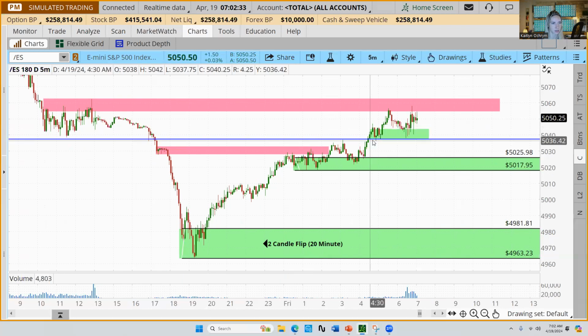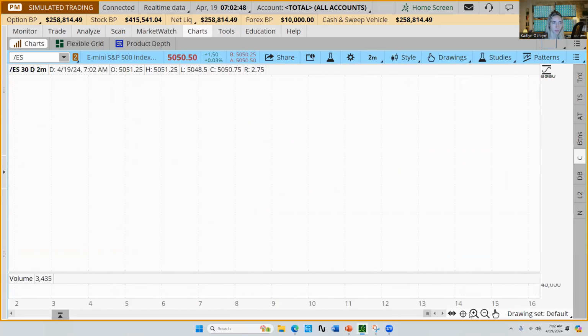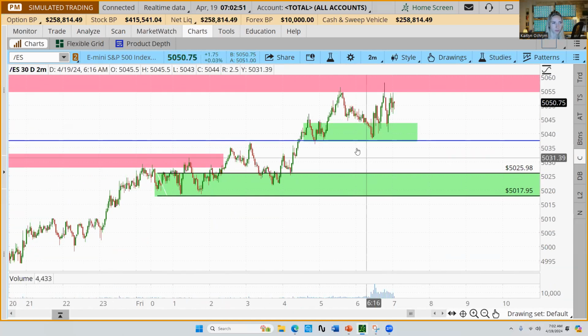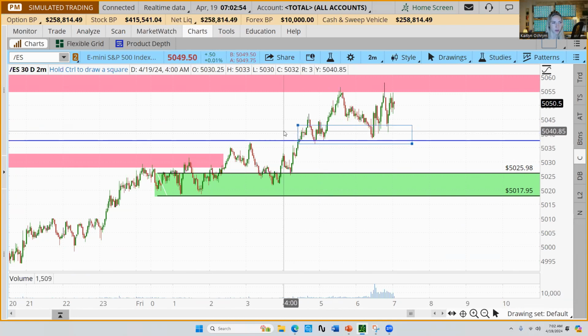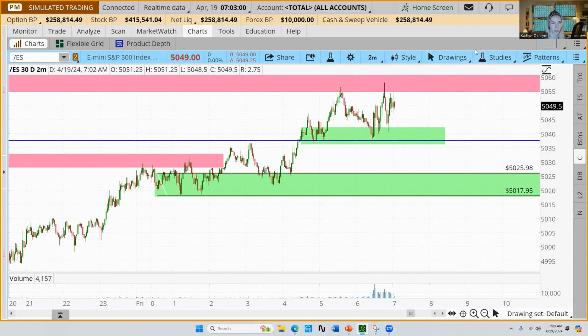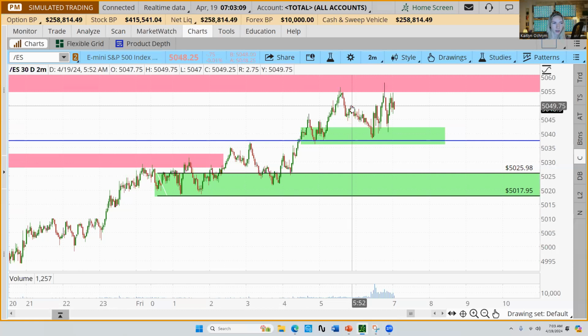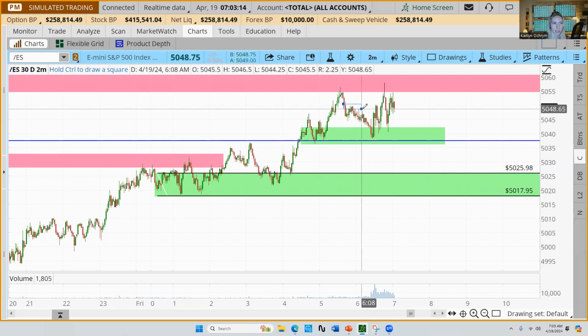Ooh, wait a second. Let me change it for a moment to a 2-minute. Okay, so we have support here. You can see that's where buyers have been holding price up. What I'm also seeing that's helping with a potential short, Steve, is notice right in here, we had some resistance.